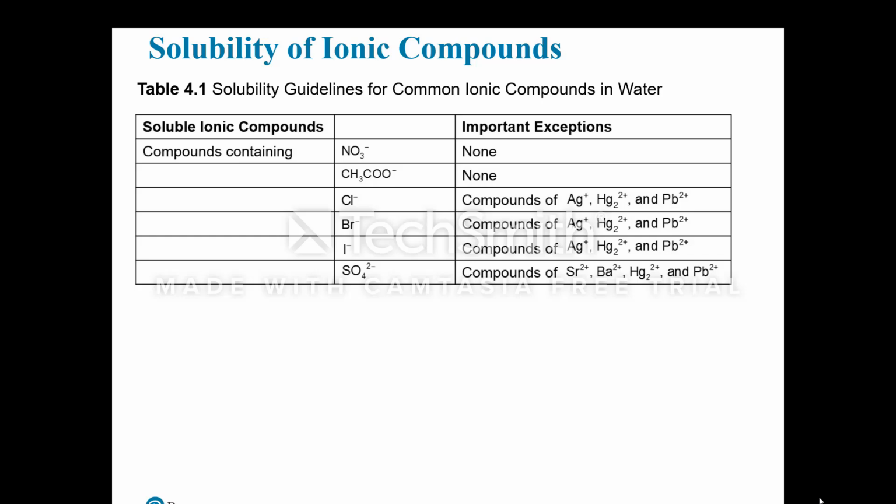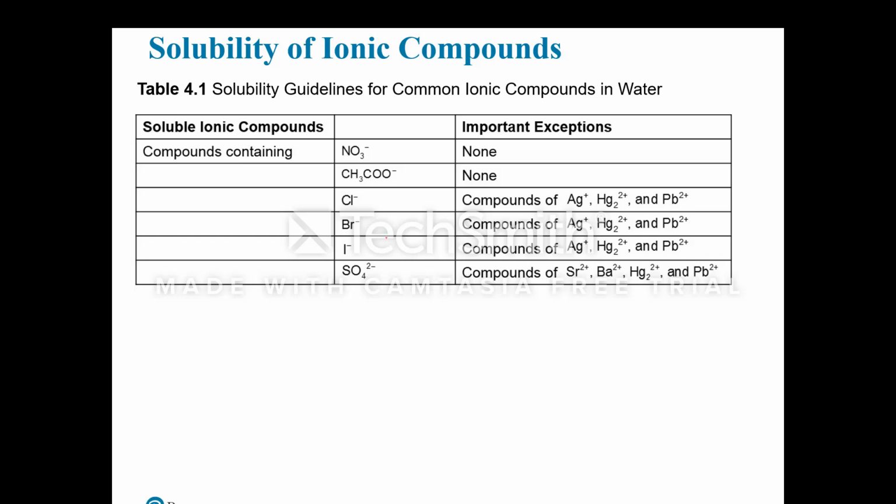So for the most part, any ionic compound that is a nitrate is soluble in water, like sodium nitrate, lithium nitrate, and aluminum nitrate. These are all water soluble. All acetates will be soluble in water. Some examples are sodium acetate, acetic acid, calcium acetate. These are all water soluble. Now typically, almost all chlorides, bromides, and iodides are soluble in water. Sodium iodide, lithium chloride, calcium bromide are all soluble in water.